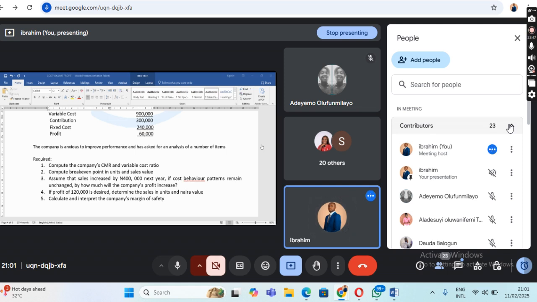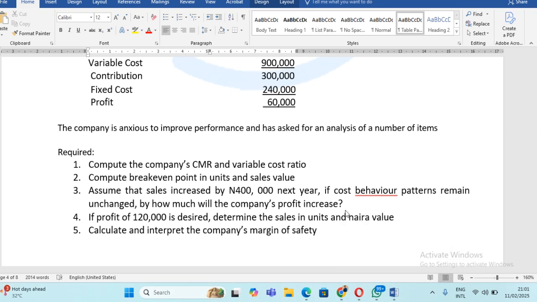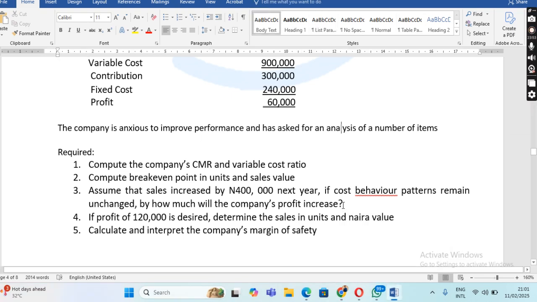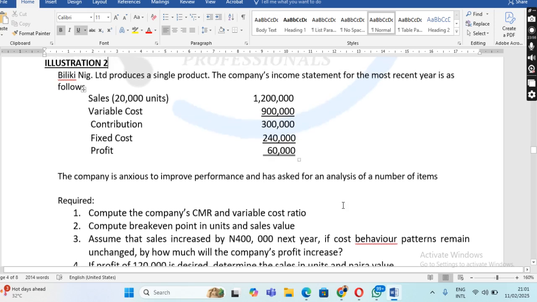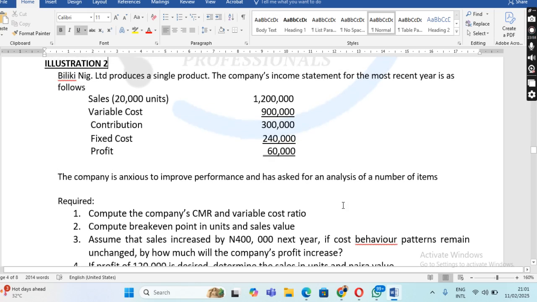The sales was 1.2 million, class. We are adding 400,000 to the sales as the increase. So 1.2 plus 400 will give us 1.6 million. So the sales has increased to 1.6 million.